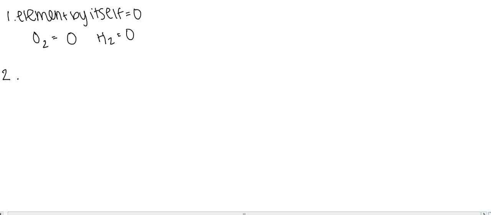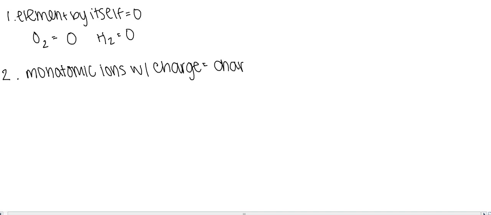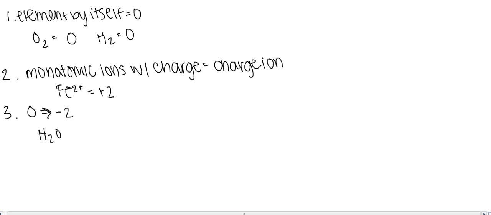Our second rule is that monatomic ions, which would be just an ion like this, except it will have a charge, will have an oxidation number equal to the charge of the ion. So in this case, Fe2+ is going to have a +2 oxidation charge. The third rule is that oxygen will always be a -2 charge. There are a few exceptions like H2O2.